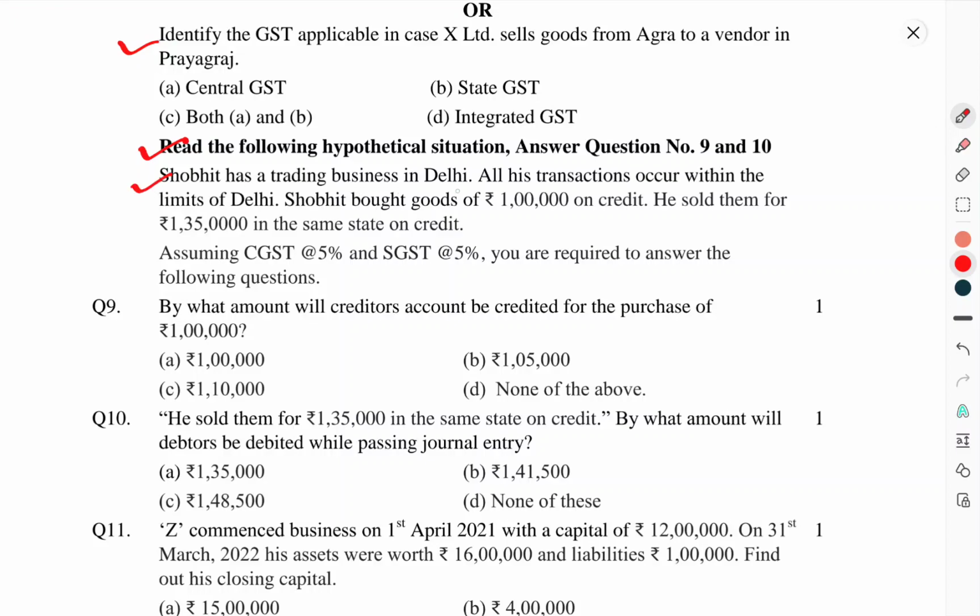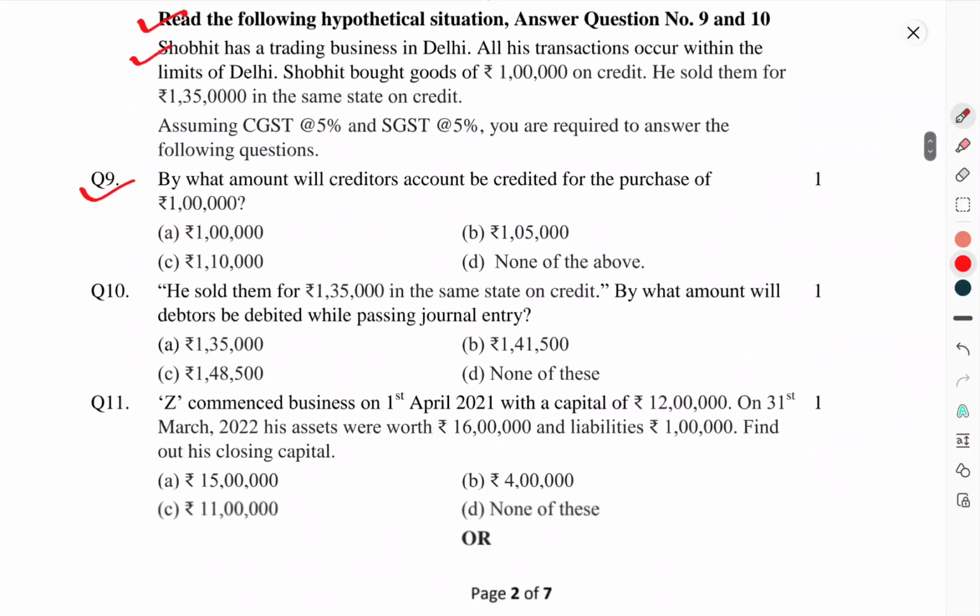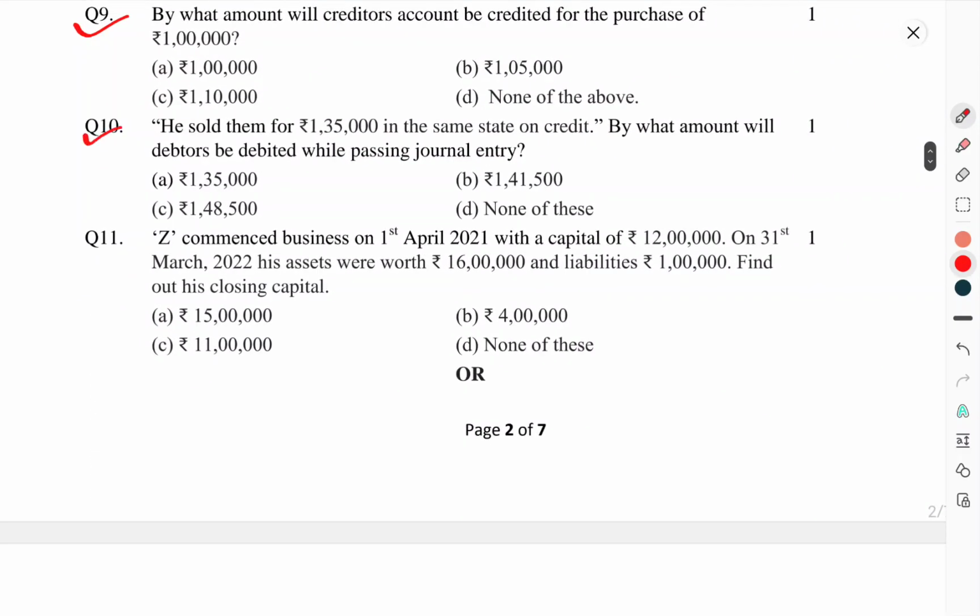Sobit has a trading business in Delhi. All transactions occur within the limits of Delhi. Sobit bought goods of 1 lakh on credit. He sold them for 1,35,000 in the same state on credit. Amount of GST, CGST at 5%, SGST at 5%. You are required to answer the following question. By what amount will the creditor account be credited for the purchase of 1 lakh? Question number 10. He sold them for 1,35,000 in the same state on credit. By what amount will the debtors be debited while passing the journal entry?